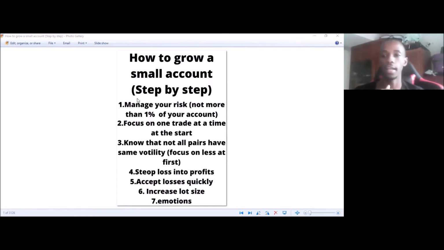Okay, and then the 7th step is obviously emotions. I always talk about this, guys. If you listen to my videos, I always say emotions are very important. You need to make sure you don't panic. Whatever happens, know your risk reward, accept your losses. Don't put your emotions in. Don't be like, oh, this is my money. That's what the brokers want you to be like.